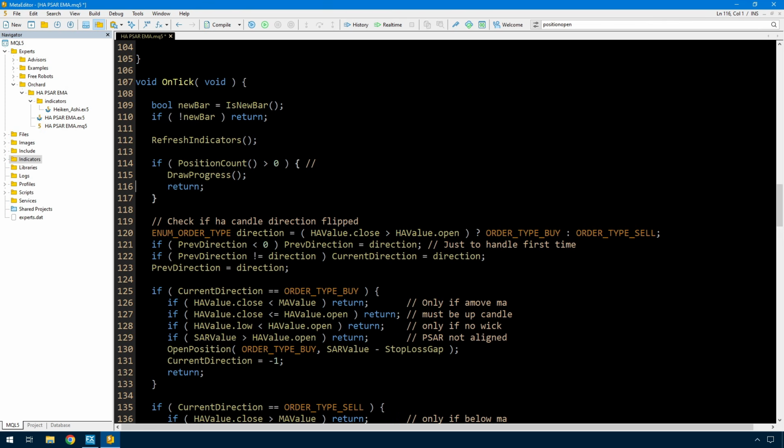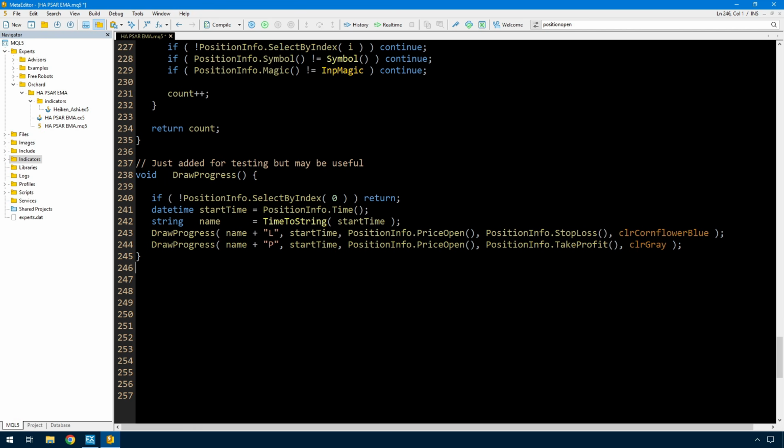So first I'm going to call this function draw progress, and I'm going to do it here if position count is greater than 0. So that means I've got a trade open. While there's a trade open, I'm going to draw a box that begins at the start of that trade and extends for as long as the trade is still open. So let's go down to that draw progress function. I'll write that.